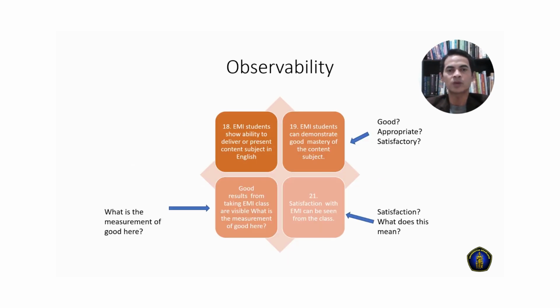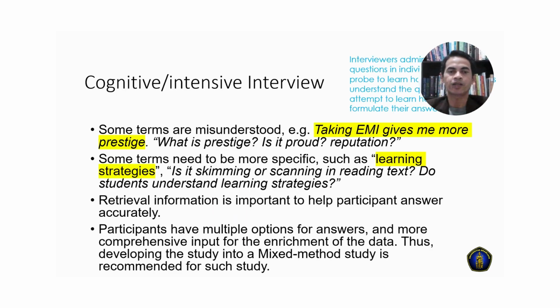And the next is about observability. So how EMI is observed here, I think there are some comments or feedbacks from the experts that maybe EMI students can demonstrate good mastery of the content subjects. What is meant by good? Is it appropriate? Is it a satisfactory mastery? So I think this is a very good suggestion from the experts to improve my skill.